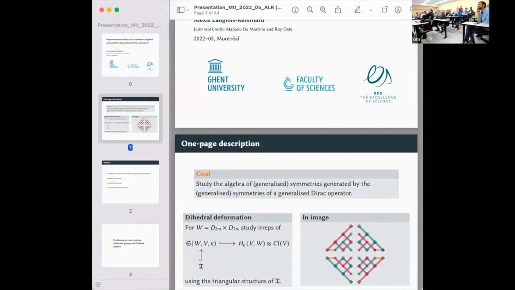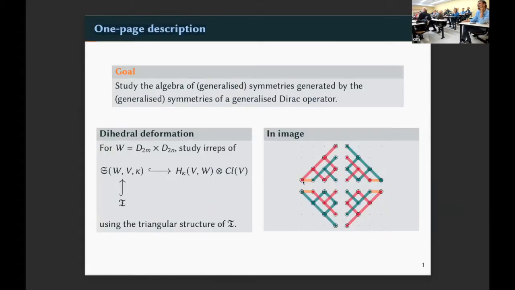Why is it? In particular, we're not so general, so we concentrate on the dihedral deformation. That means it's an algebra that I'm studying in my PhD. What was I saying? Oh yeah.